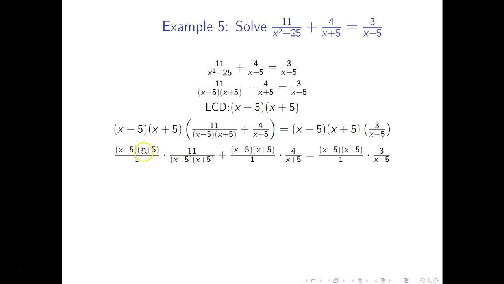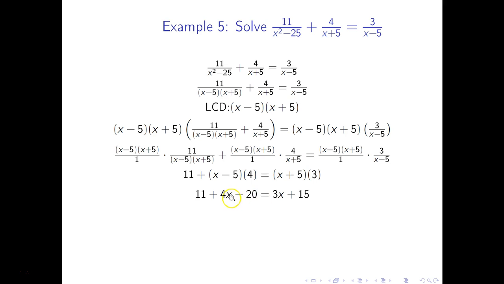Well, that means I'm going to multiply this over 1 times each and every one of the fractions, times every single term. Now we start canceling stuff. So here, that cancels everything, so just 11. Here the x plus 5s cancel, and the x minus 5s cancel over here. So that's how we get to this point. Then it's just a process of multiply it out and solve.